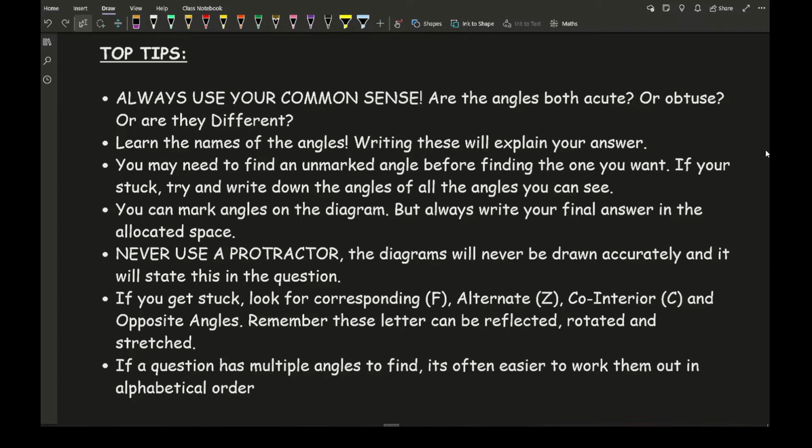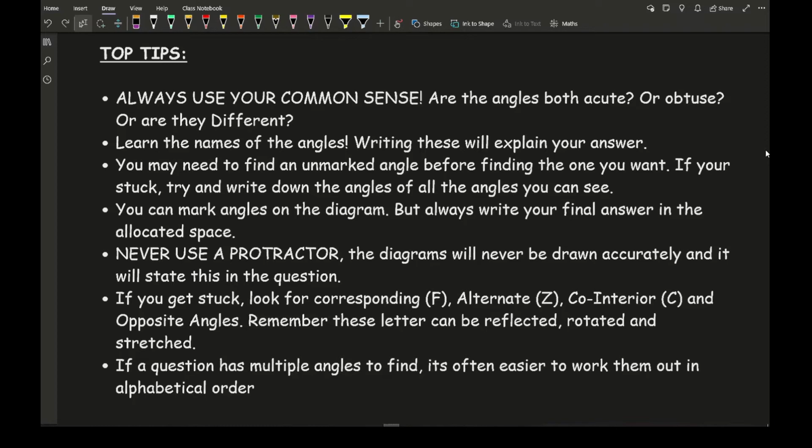Now you may need to find an unmarked angle before finding the angle that you want. If stuck, try and write down all the angles that you can see, and this sometimes will help you. More complicated questions will get you to find other angles before you actually find the angle that they do want. So just be careful and mindful of those.